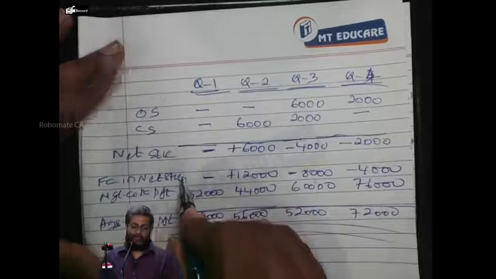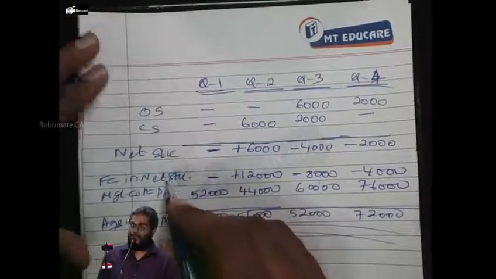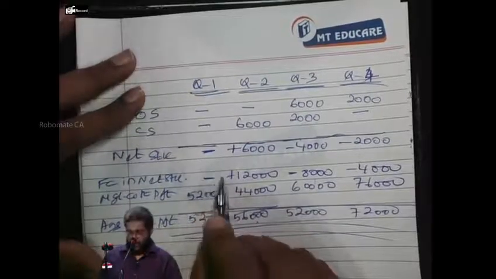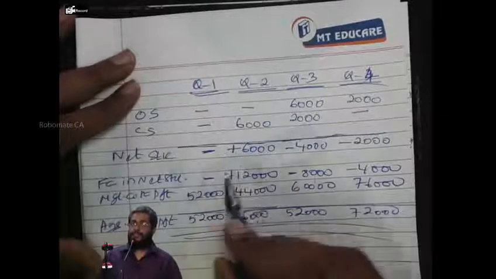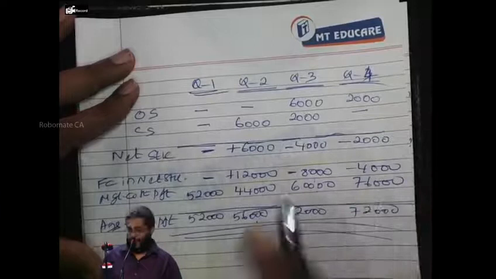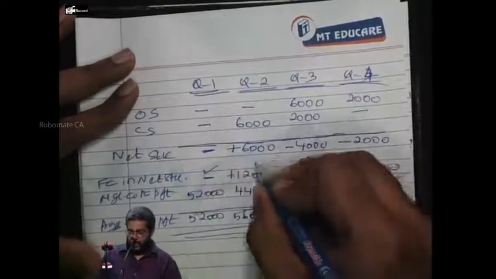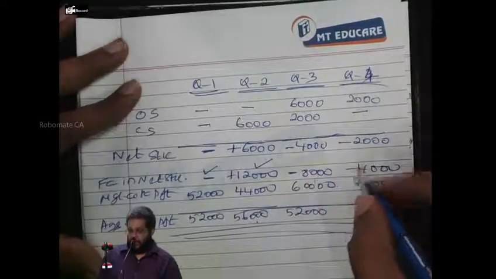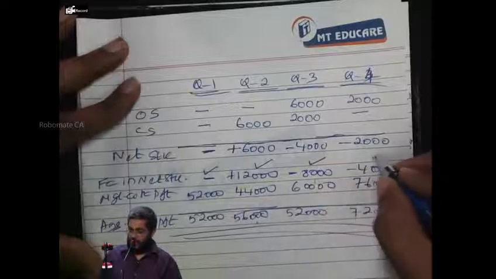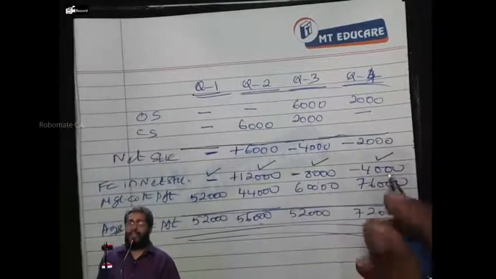Fixed cost in net stock. Quarter 1 nil. Inside every unit of stock, I have how much rupees fixed cost? 2 rupees. So quarter 2 it is 12,000. Quarter 3 minus 8,000. Quarter 4 minus 4,000.